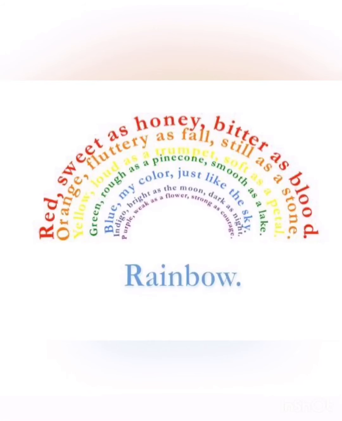All right, let's go from a raindrop to a rainbow. These make great shape poems. Okay, red, sweet as honey, bitter as blood. Orange, fluttery as fall, still as a stone. Yellow, loud as a trumpet, soft as a petal. Green, rough as a pine cone, smooth as a lake. Blue, my color, just like the sky. Indigo, bright as the moon, dark as night. Purple, weak as a flower, strong as courage. Rainbow. I hope you like those poems.